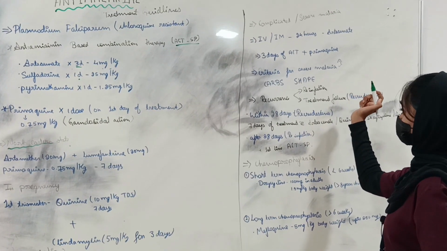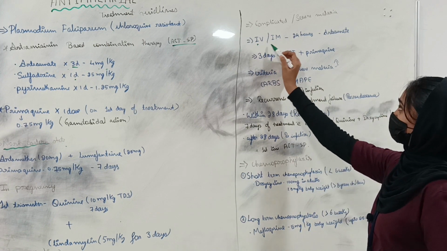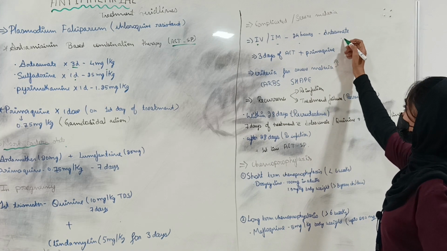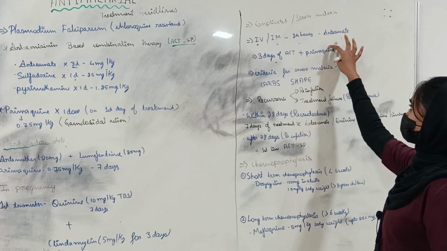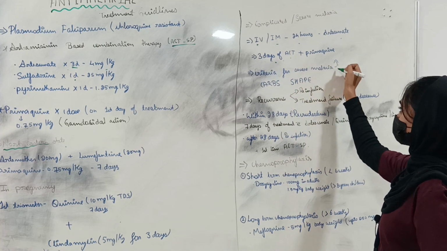Did I miss something? Yes, for complicated severe malaria, you are using IV or IM artesunate for 24 hours, until the patient can tolerate the oral dose. Then you are giving 3 days of ACT along with Primaquine.